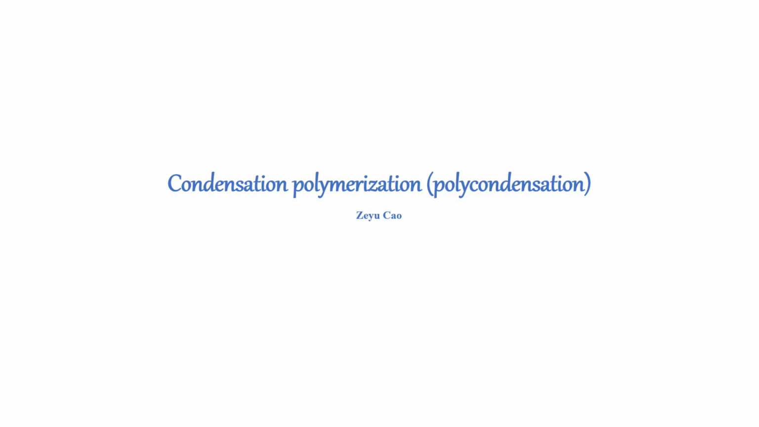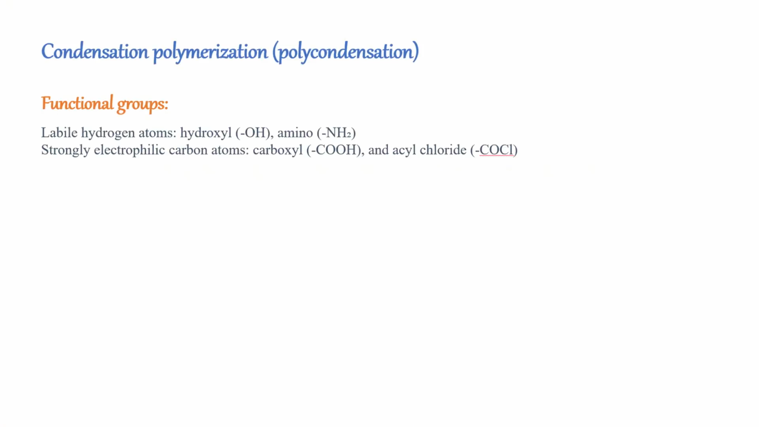Condensation polymerization is a chemical reaction where two or more molecules, each containing specific types of functional groups, combine to form polymers and release small molecules like water, methanol, or hydrochloric acid. The release of small molecules is a key feature that distinguishes condensation polymerization from other types of polymerization, such as addition polymerization. There are two things you need to know in polycondensation.